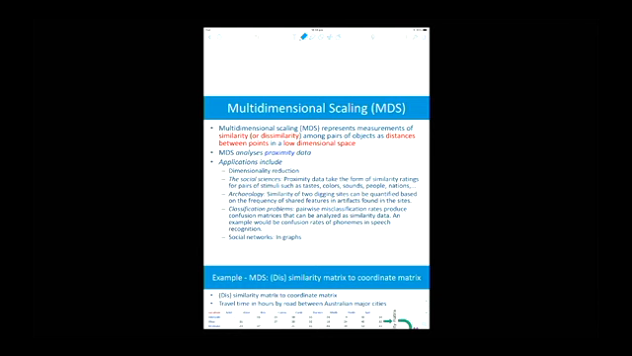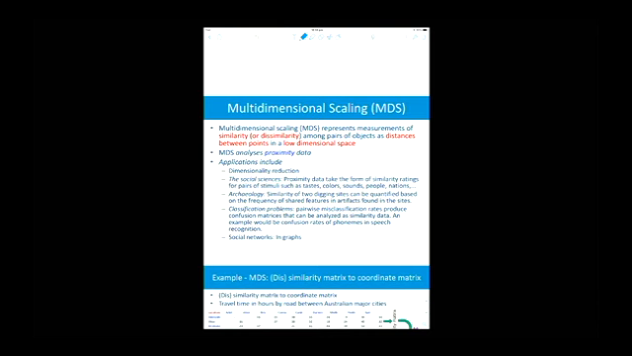It represents the measurements of similarity or dissimilarity among pairs of objects as distances between points in a lower dimension. So you have the data in the higher dimensional space, and you have this two-way kind of table. It finds the lower dimensional space. Lower dimensions means either 2 dimensions or 3 dimensions when we are using it for visualization purposes.